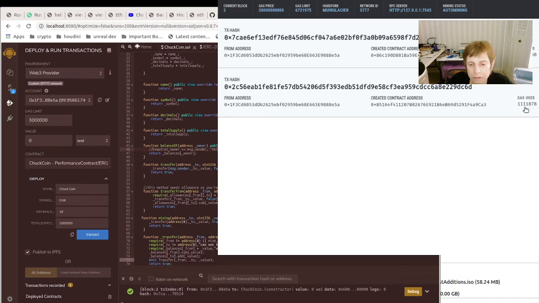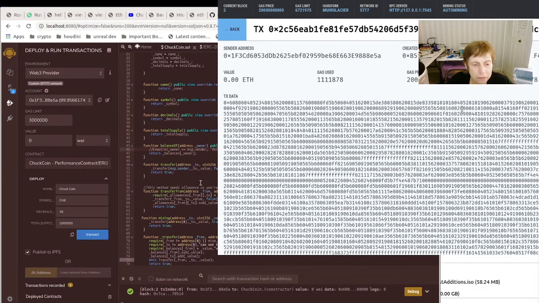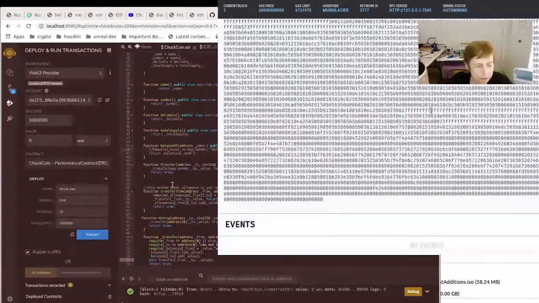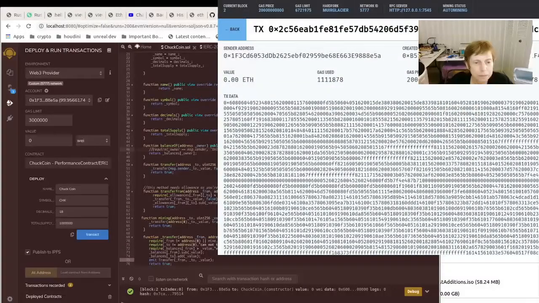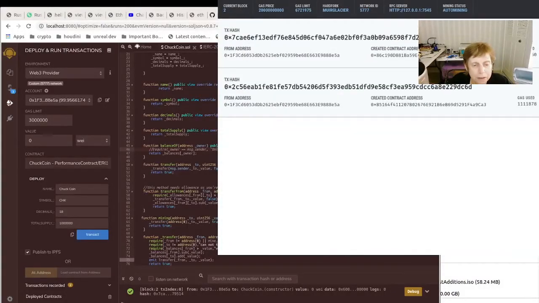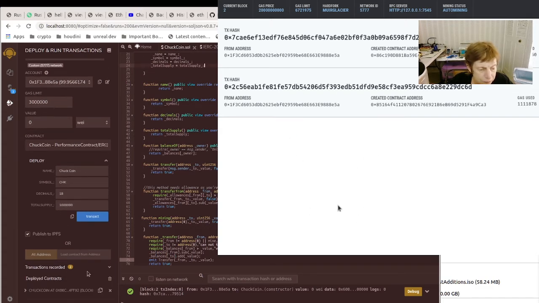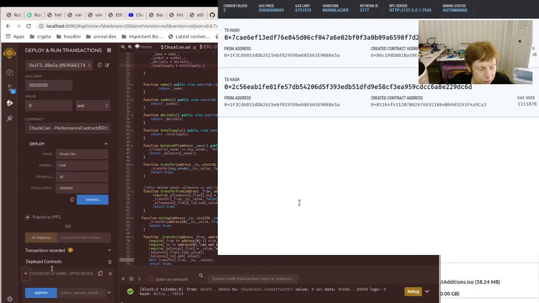Well, this is interesting. It used quite a bit of gas. Let's see if we can get some more information. So here's our transaction data, created the contract. Let's go back. So now we have this thing deployed. So let's see where we are here. And it is a deployed contract.